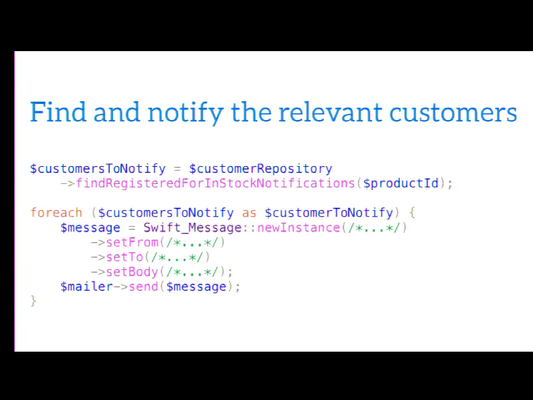We use the repository and ask it for customers that were registered for stock notification for that product ID. Then that gives us back a collection of customers. We can loop through that collection of customers using foreach in this case. For each one, we're going to create a message telling them that the product has come back in stock. And then finally, we're going to use that mailer object that we created in the first slide to send the message.